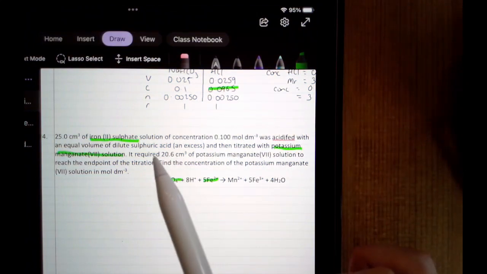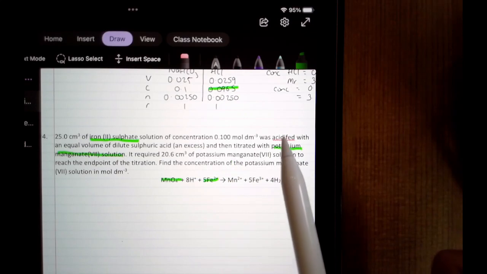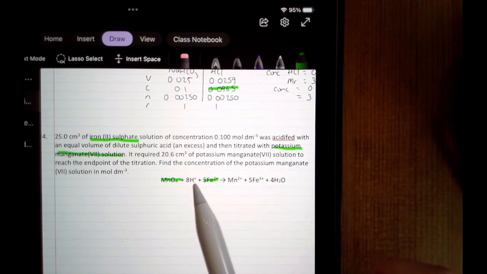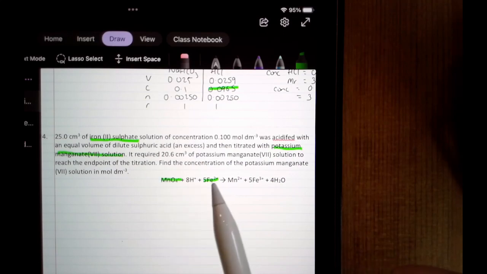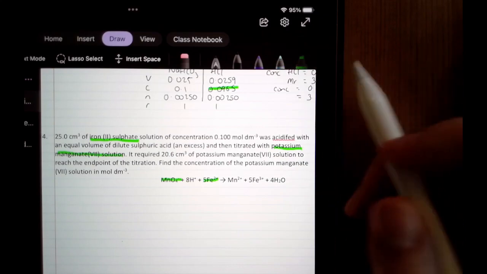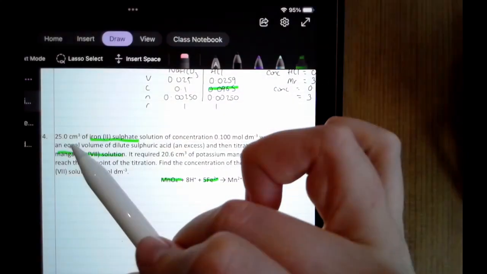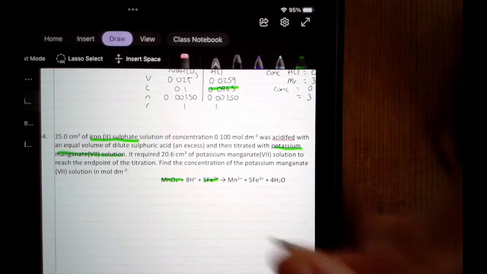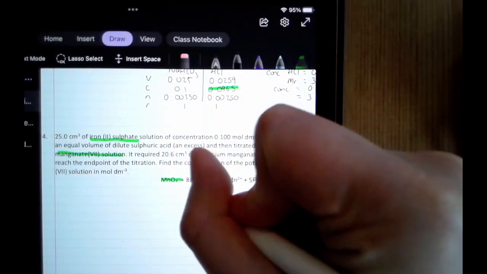They mention that it's acidified, which is why I've also got H+. I'm not going to be using that in my calculation. I'm just focused on the manganate and on the iron. Once we pick that out, essentially it's just exactly the same as before. I'm told I've got 25 centimetres cubed of the iron 2 sulfate, so I'm given the volume, so I'm going to write that in there.